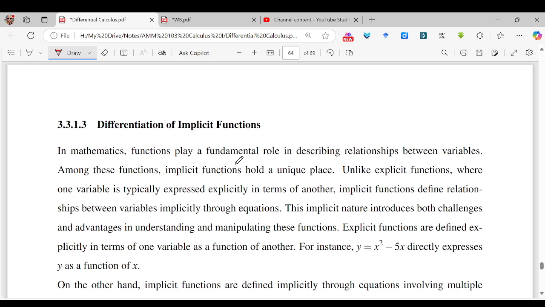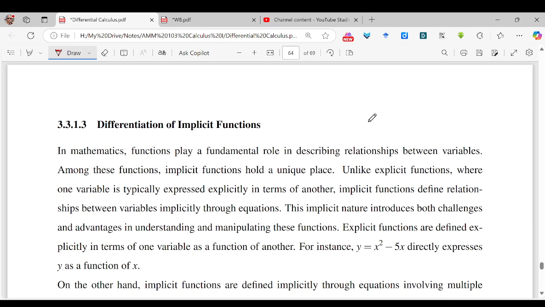In mathematics, functions play a fundamental role in describing the relationship between variables. Among these functions, implicit functions hold a unique place. Unlike explicit functions, where one variable is typically expressed explicitly in terms of another, implicit functions define relationships between variables implicitly through equations. This implicit nature introduces both challenges and advantages in understanding and manipulating these functions.